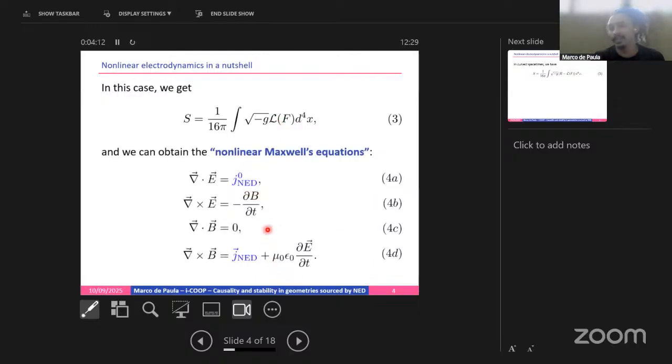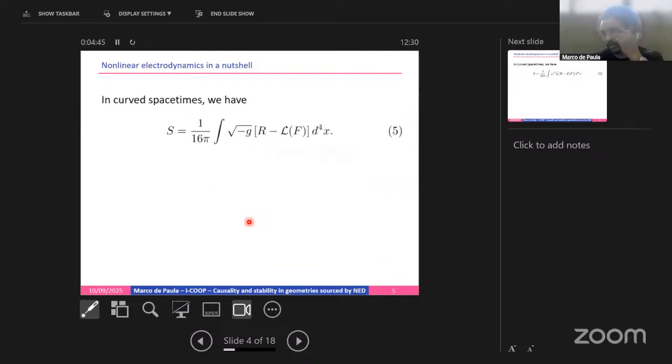And we can see that even in vacuum, the self-interactions of the nonlinear electromagnetic fields in a very strong regime produce an effective charge density and an effective current. So the main idea here is that the self-interactions of the electromagnetic field affect the motion. So we can now move to the case where we are working with curved space-time.